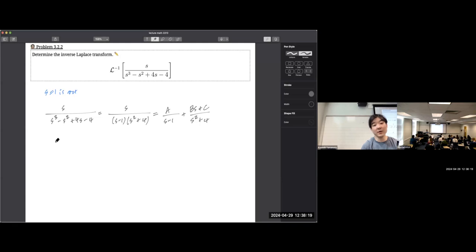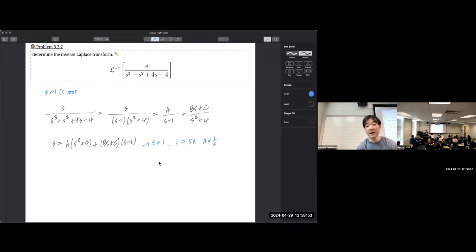For this one, I'll go through the trouble of computing the coefficients. If you multiply this denominator on the top and the bottom, it'd be a times s squared plus 4, plus the bs plus c multiplied by s minus 1. And you can always plug in particular values. So you can say s is equal to 1. If you do that, then you can eliminate all of this. This will equal 1 is equal to 5a. So a is equal to 1 over 5.